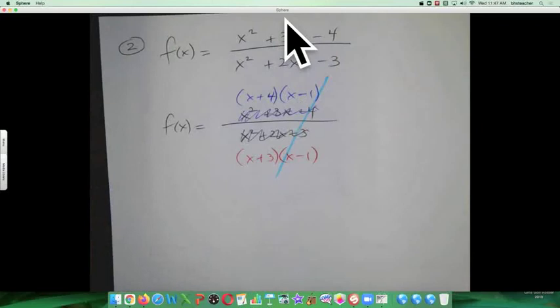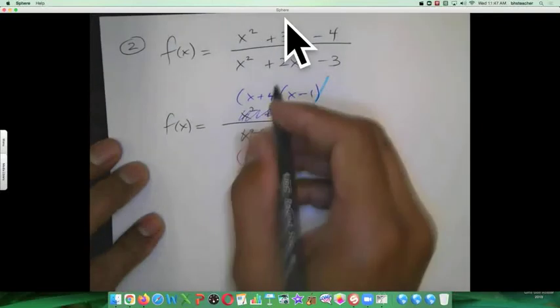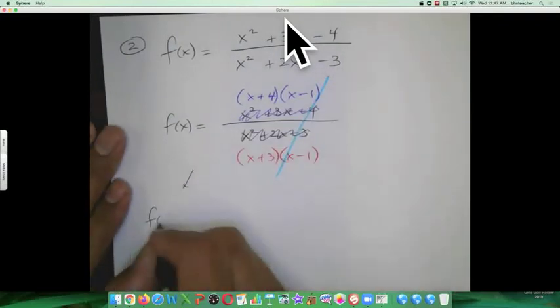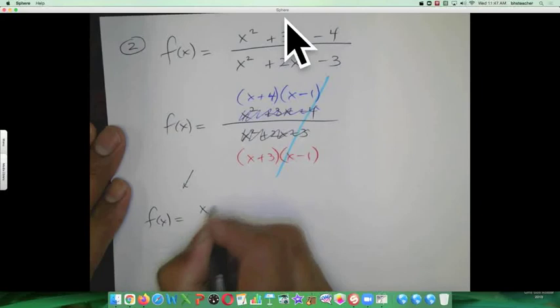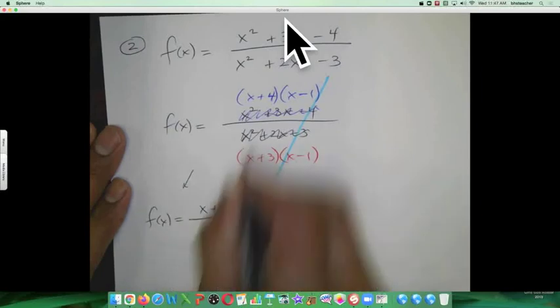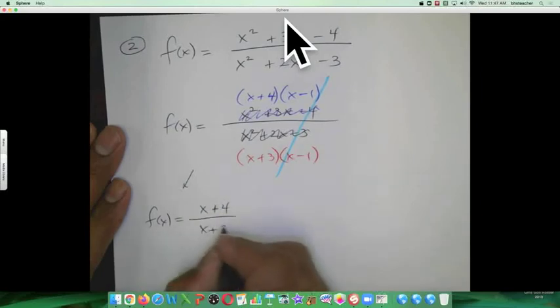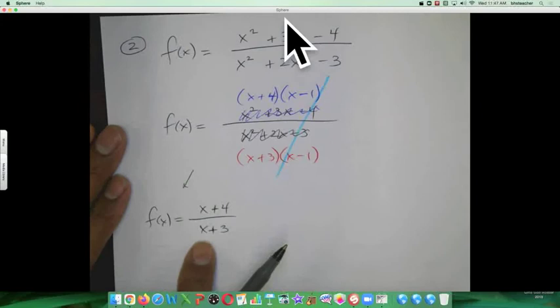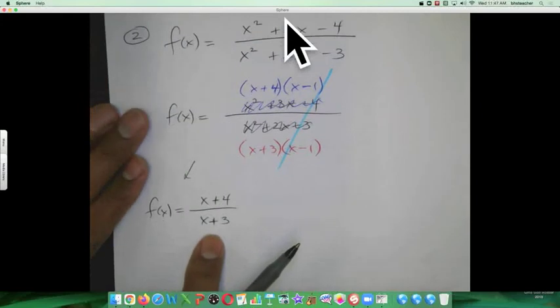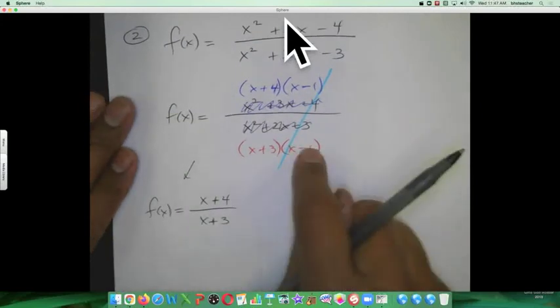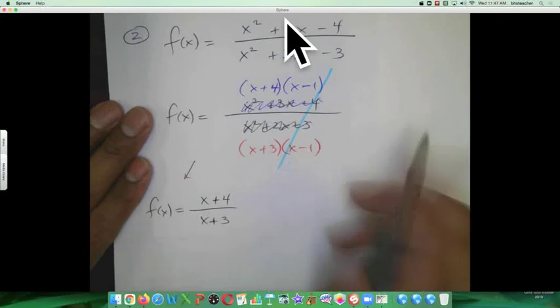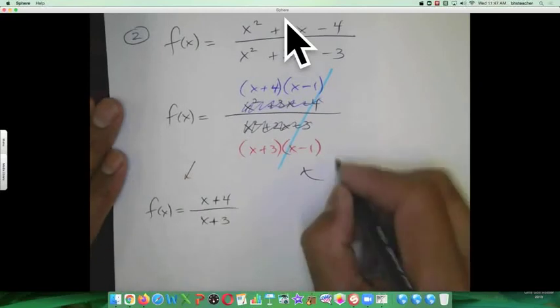And we're going to be left with this: f of x is equal to x plus 4 over x plus 3. Then eventually we're going to graph this. But for these parts, this is where the hole will exist.